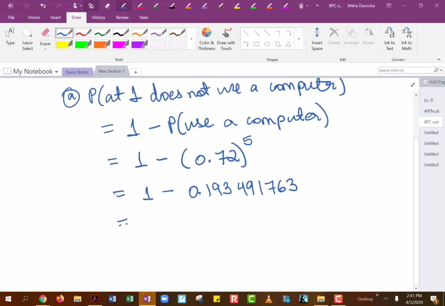Okay, so you would need to subtract that from 1, so that ended up giving us 0.8065, and it actually keeps going, so just round it to 3 decimal places, so that will come out to be 0.807. So that's a probability of approximately 80%. So that's a pretty high probability that at least one of them will not be using a computer. Okay, so this is our part A.